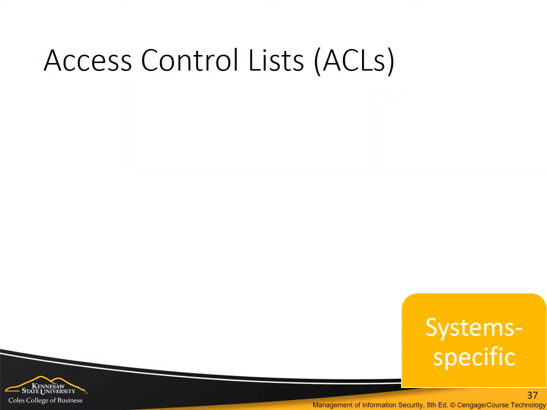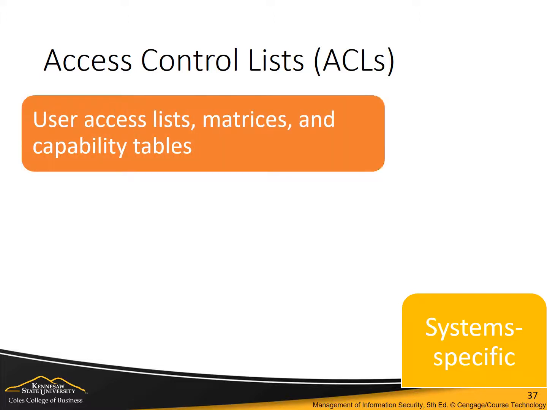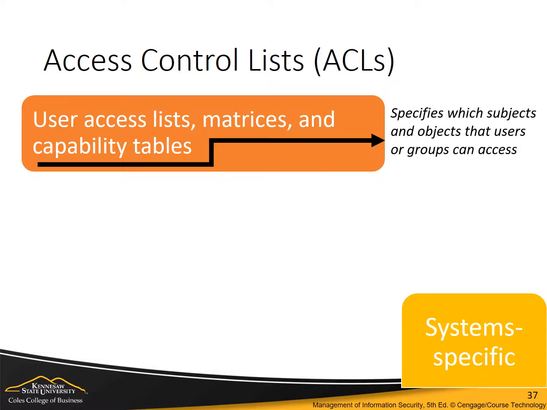Access control lists will include information for the system administrator who needs to know how to establish access levels, priorities, etc. They include user access lists, matrices, and capability tables that govern rights and privileges. A capability table specifies which subjects and objects that users or groups can access.